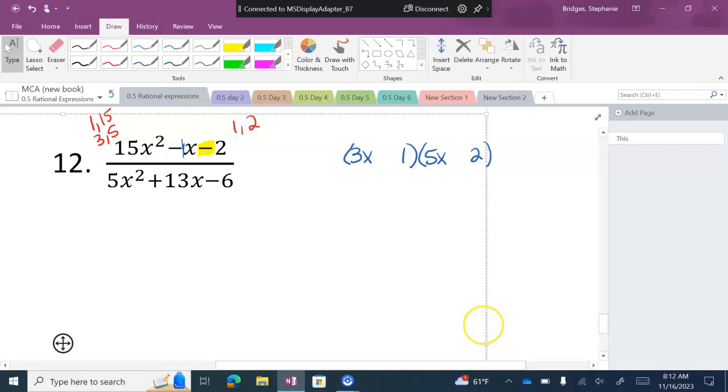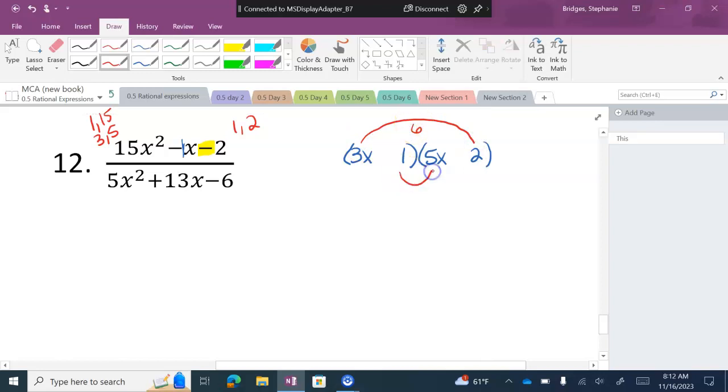And when we deal with these, remember we're checking the products of the outside 2. What's 3 times 2? 6. And then we multiply the inside 2. What's 1 times 5? 5. Do 6 and 5 subtract to give me 1? They do. So that means I've got it right already. We just have to now figure out our signs.